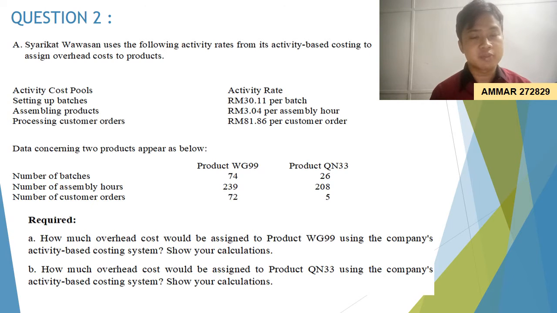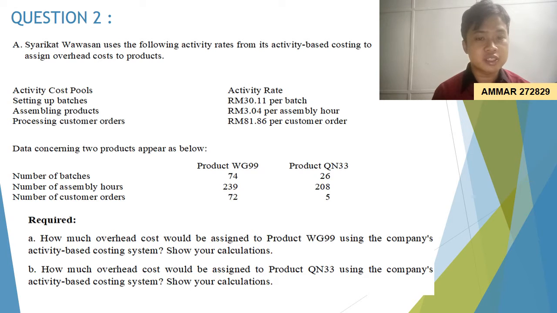My name is Muhammad Ahmad Syahmi bin Sulaiman and my metric number is 272829. I will present question 2A in tutorial 5. Syarikat Wawasan uses the following activity rates from its activity-based costing to assign overhead costs to products. We have 3 activity cost pools: setting up batches at RM30.11 per batch, assembling products at RM3.04 per assembly hour, and processing customer orders at RM81.86 per customer order. We have data concerning 2 products, product WG99 and product QN33.